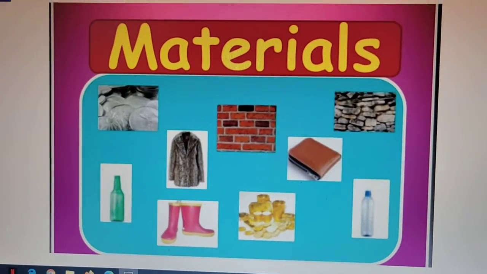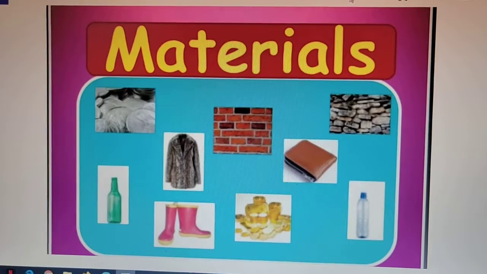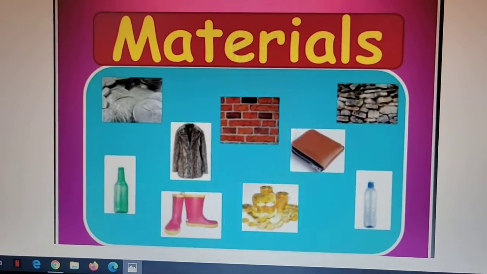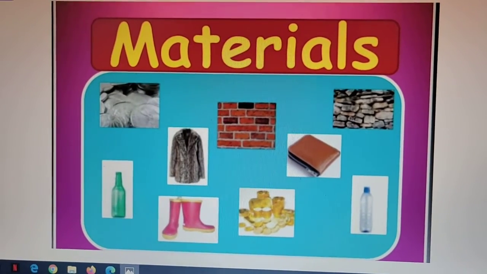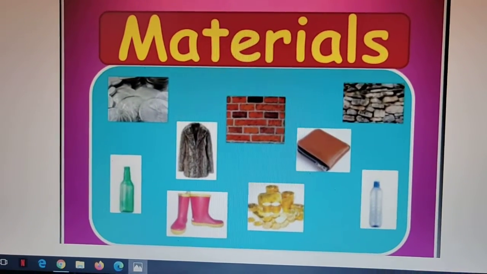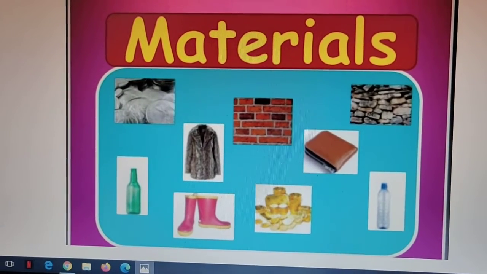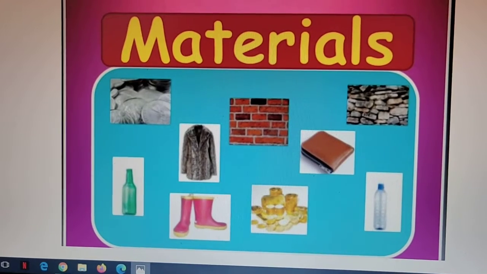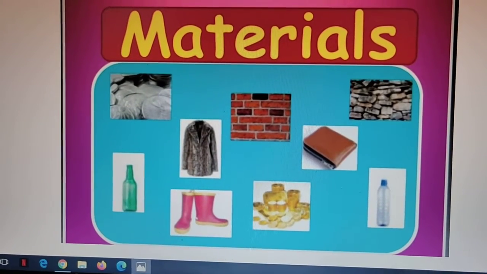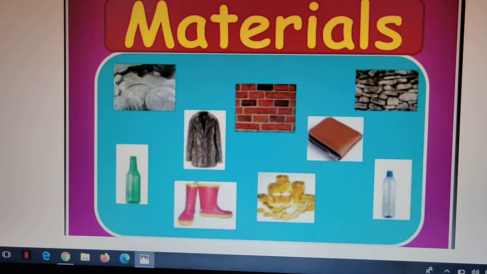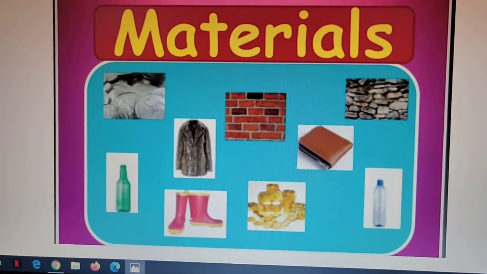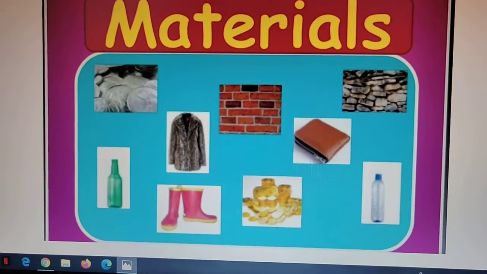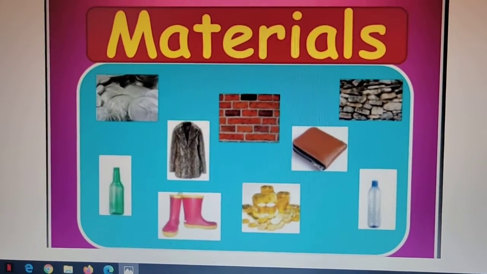Students, here I am showing you some materials from our surroundings. I have collected the pictures of coins, bottle, shoes, bricks, overcoat, leather purse, some stones and a plastic bottle. Now what will you tell me if I ask you to tell me the properties of these materials shown?